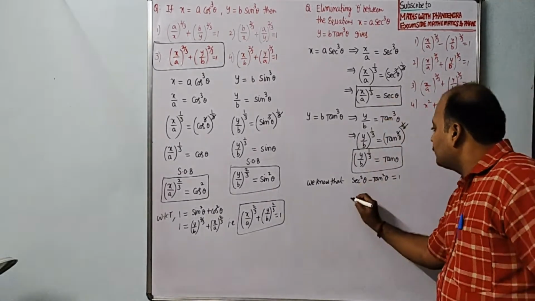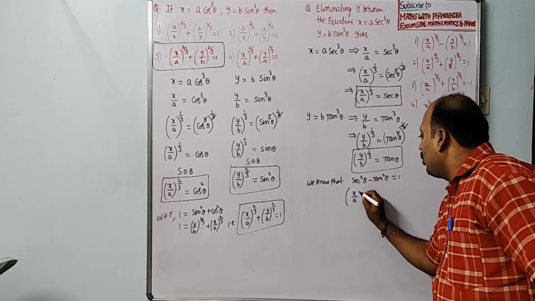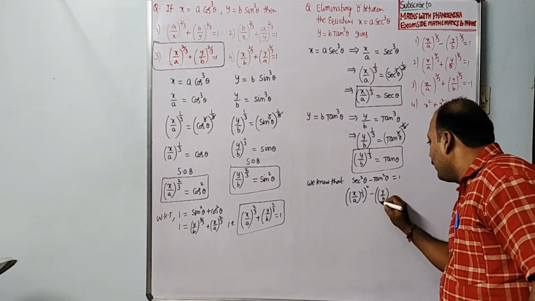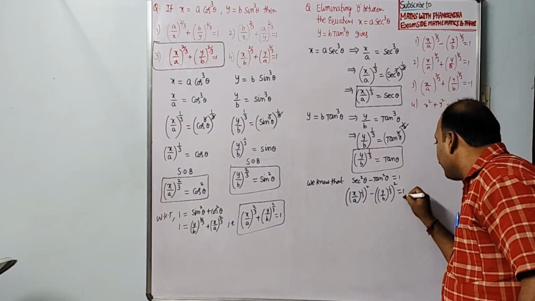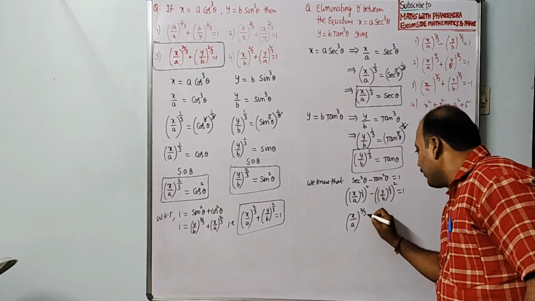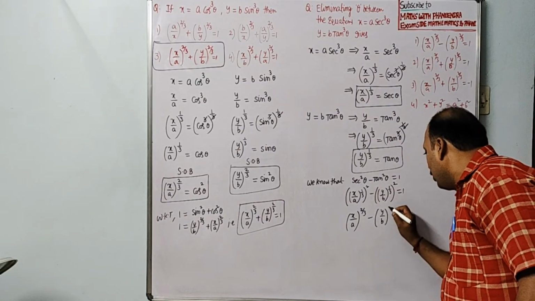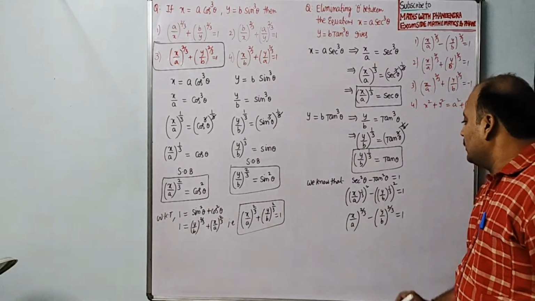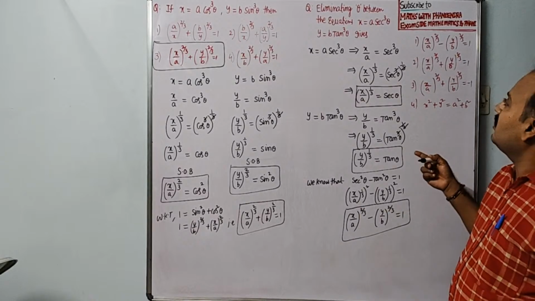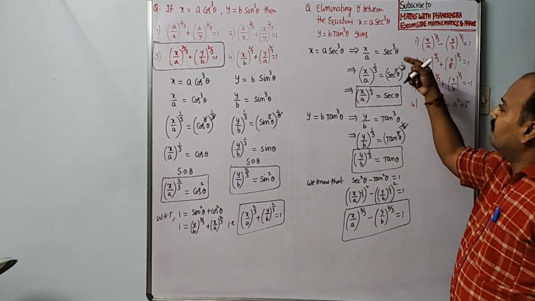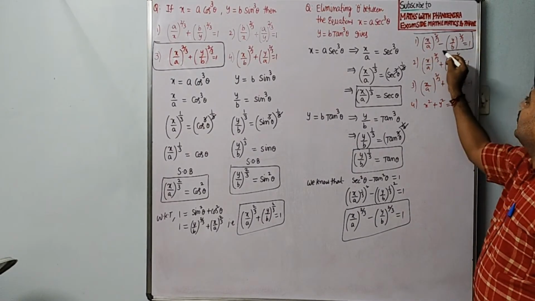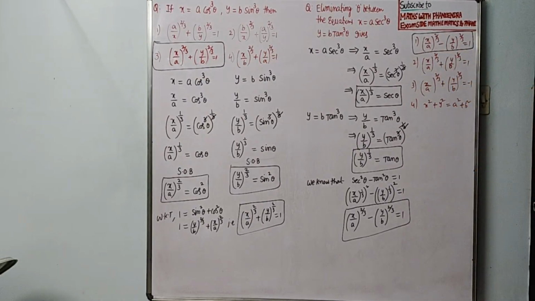So substitute the secant theta and tan theta values in this. x by a whole power 1 by 3 whole square minus y by b whole power 1 by 3 whole square equal to 1. So x by a whole power 2 by 3 minus y by b whole power 2 by 3 is equal to 1. This is our required answer for the elimination of theta from these equations. So x by a whole power 2 by 3 minus y by b whole power 2 by 3 equal to 1 is there in the first option, dear students.